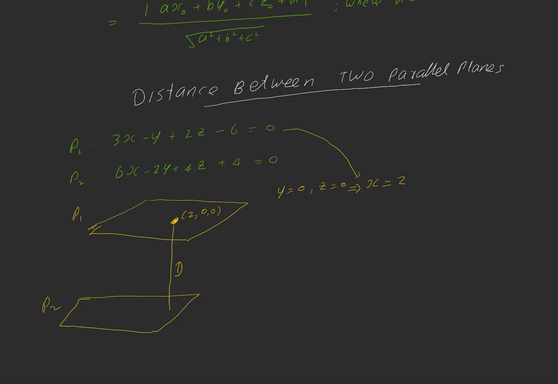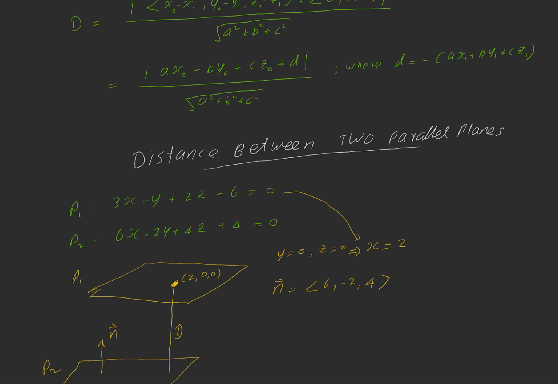N. What is the n? So n of this, right? N of this. So n equals (6, -2, 4). Now go back to the explanation. You see here the distance between a point and a plane, right?